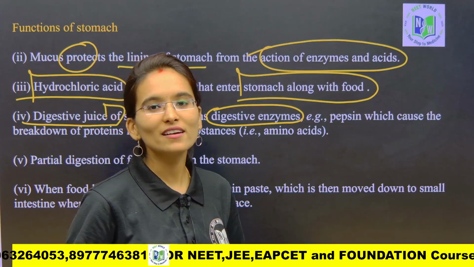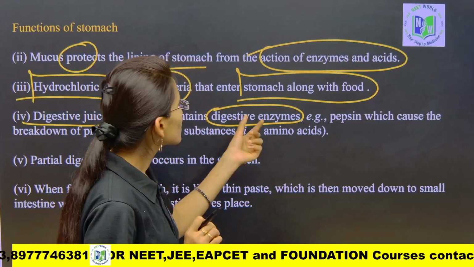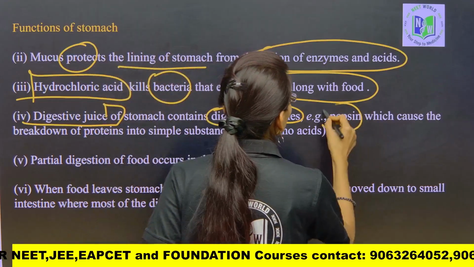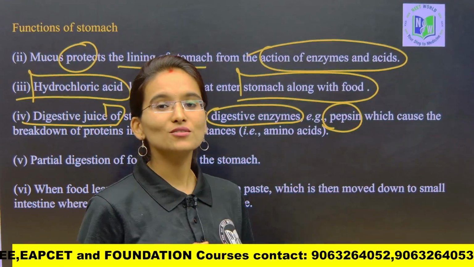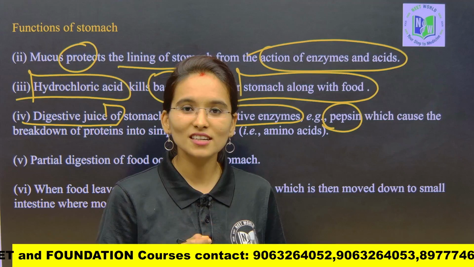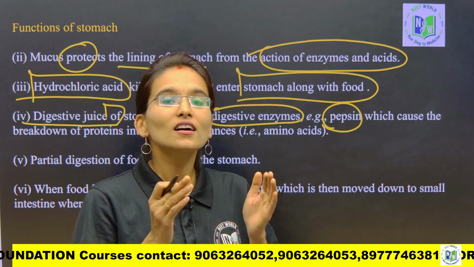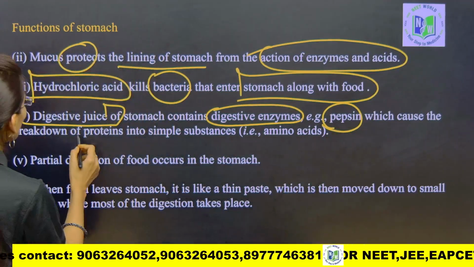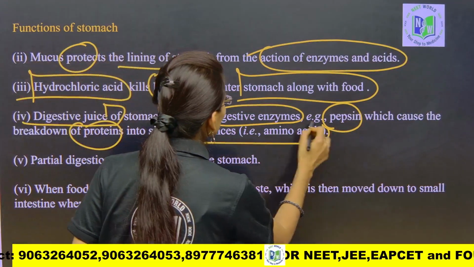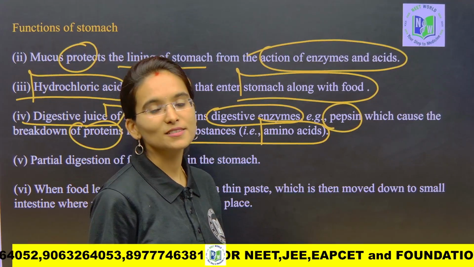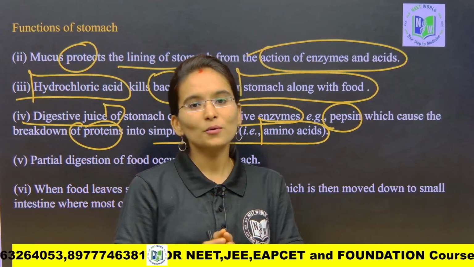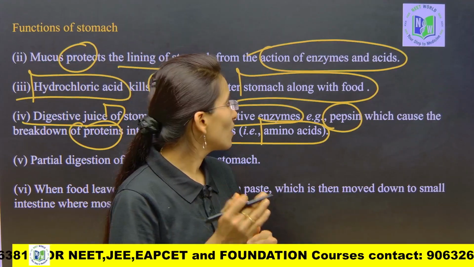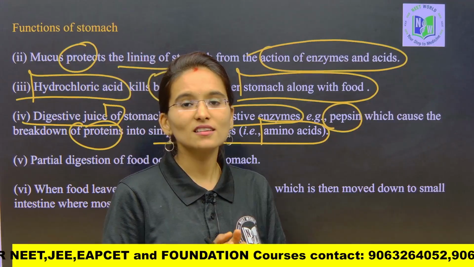Now we need to understand the enzymes. Which type of enzymes does the stomach secrete? Pepsin. What is the main role of the pepsin, my dear students? From the starting class, in the introduction class itself, I have told you: pepsin causes the breakdown of proteins into simple substances called amino acids. Proteins, carbohydrates and fats are all very complex in nature.